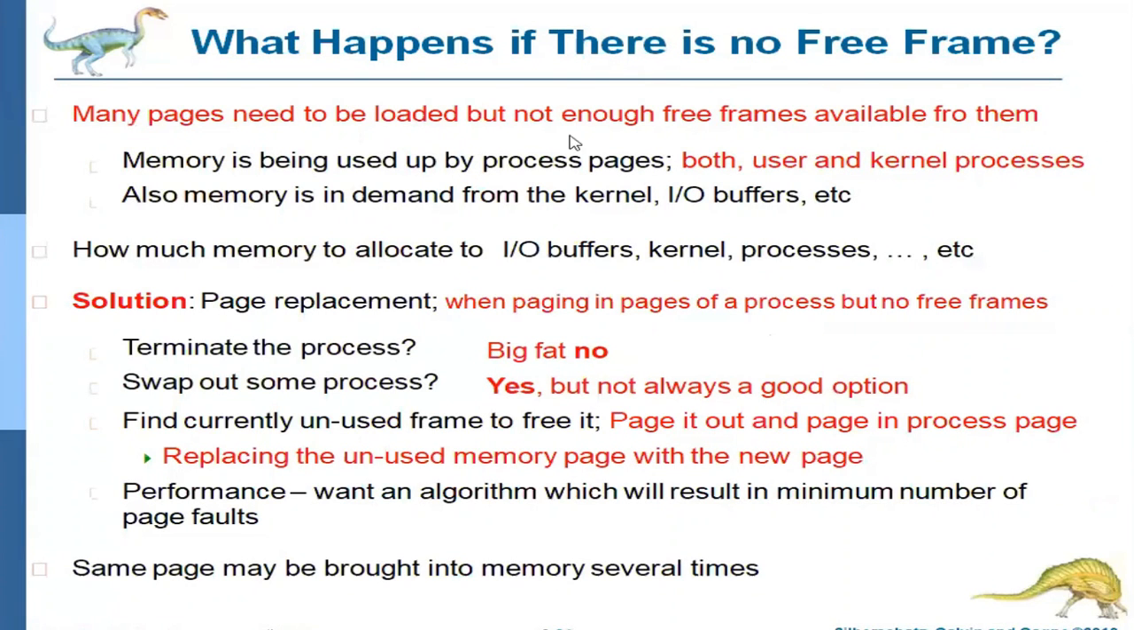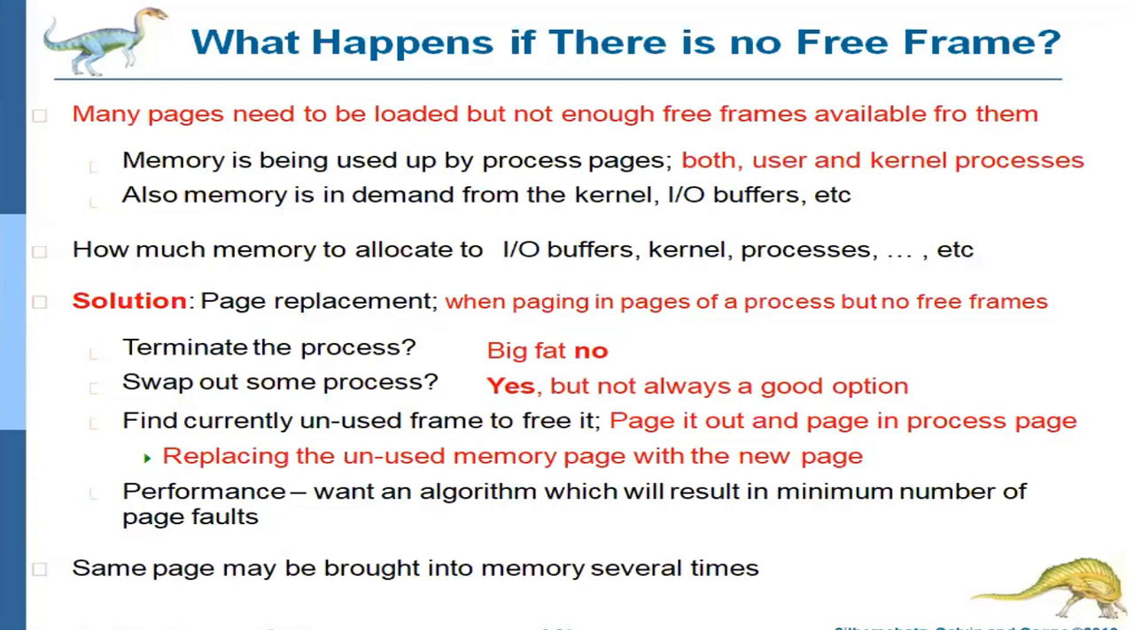See here, the memory is being used by process pages. What is the page replacement solution? When paging in pages of a process but there are no free frames, what can it do? Solution: terminate the process, swap out some process, and find a currently unused frame to free it. So these are three solutions for page replacement.